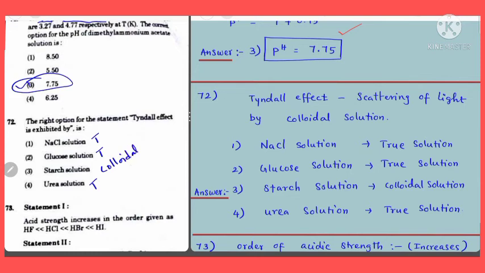Among these 4 solutions, only starch forms a colloidal solution. The other 3 form true solutions, whereas the Tyndall effect is a property of colloidal solutions. Tyndall effect is nothing but the scattering of light by colloidal particles. So the Tyndall effect is exhibited by the starch solution, because being a colloidal solution, it shows the Tyndall effect.